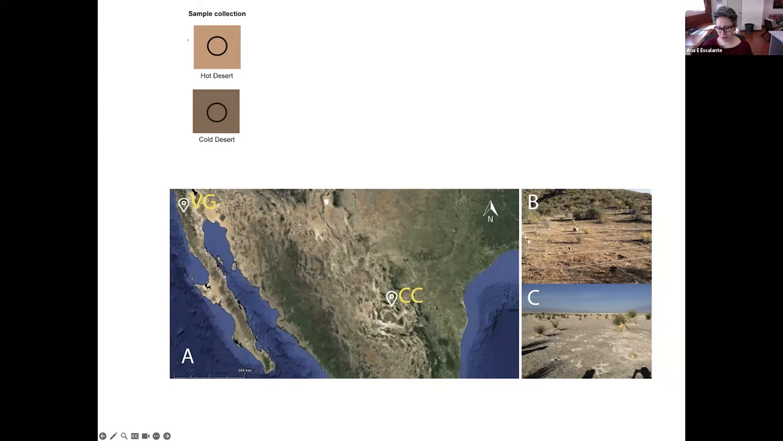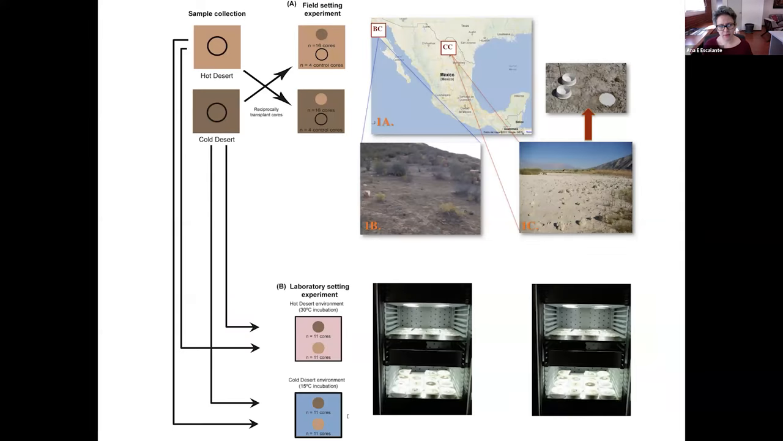On the B figure is the Baja desert, and on the C figure is the Cuatro Ciénegas desert. So it's cold and hot, hot deserts. Then we took the samples with these little white devices, which are like small soil cores or cakes of soil. And we transplanted them from Baja to Coahuila and back.